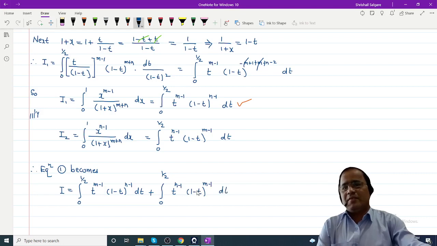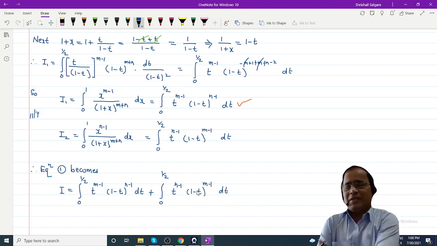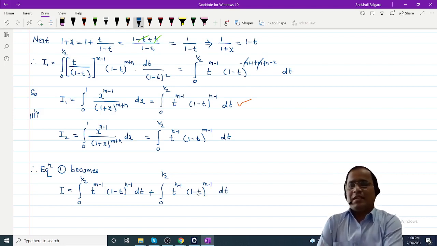So here I will give 1 or 2 minutes, think on that. What ultimately do I have to prove? At the end, I have to prove that this integral, or the sum of both integrals, defines the beta function B(m, n). Can anyone think on this and what will be the steps?